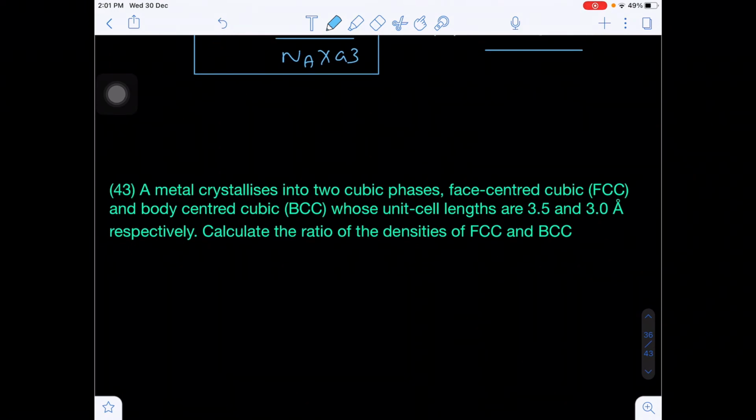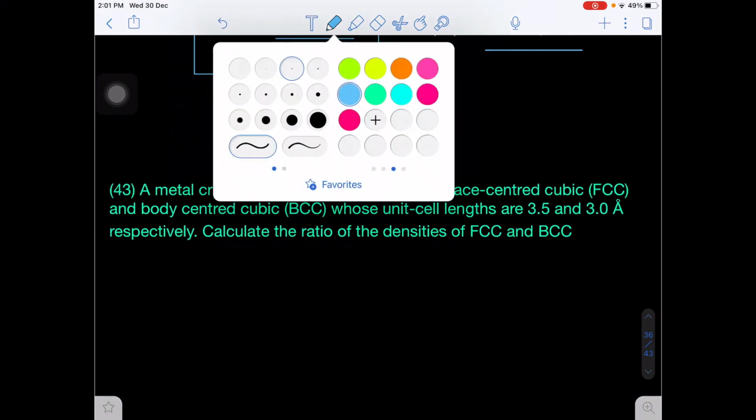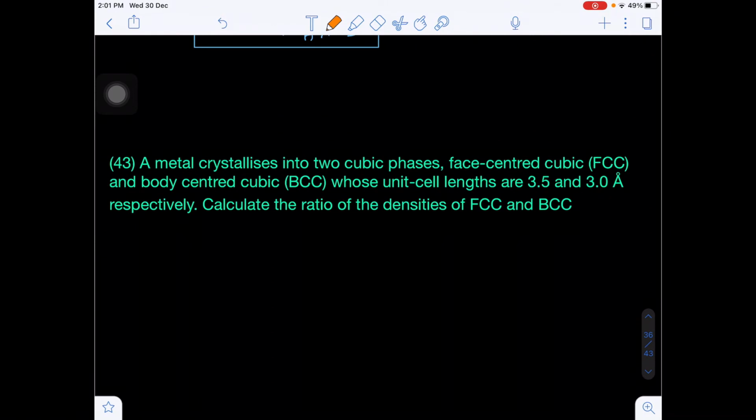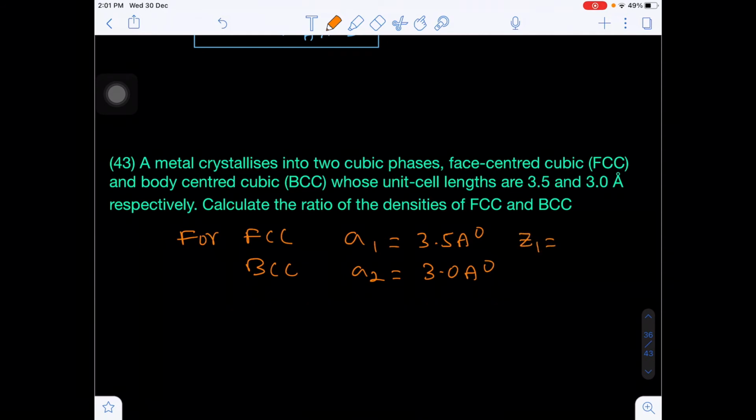Question number 43. In this question number 43, a metal crystallizes into two cubic phases, face centered cubic phase as well as the body centered cubic phase. For FCC, edge length, let's suppose a1, that will be 3.5 angstroms. For BCC, same element, if it is crystallized in BCC, the edge length will be 3.0 angstrom. Okay. Now for FCC, what will be the Z value? 4. For BCC, the Z value will be 2. Find the ratio of the density.